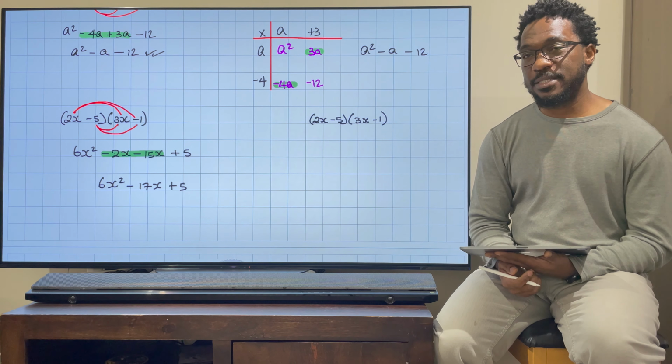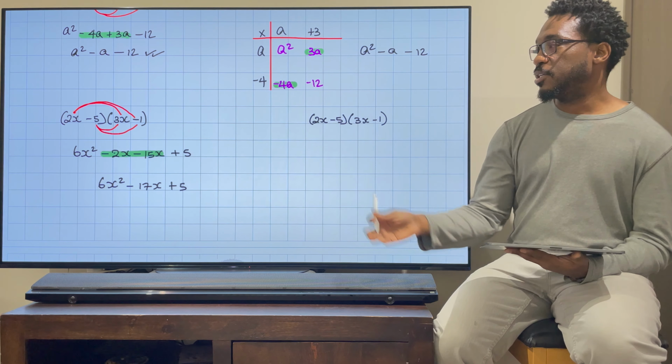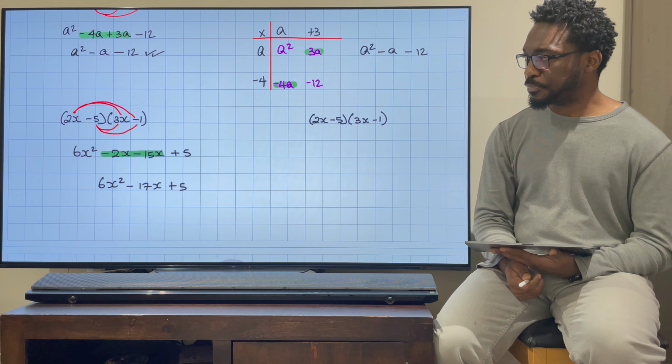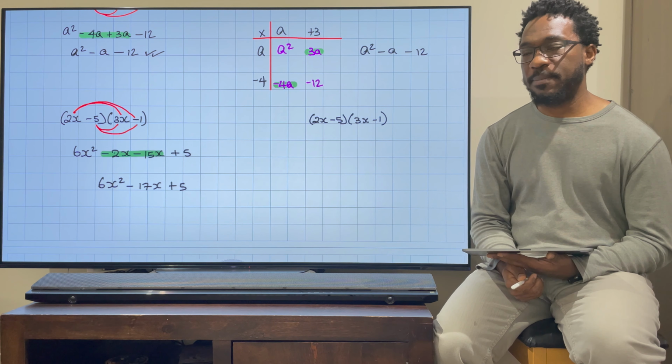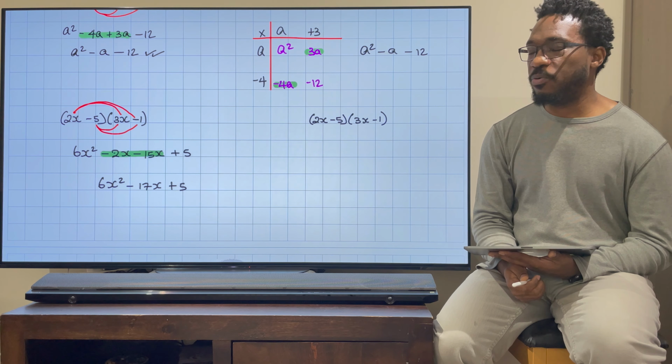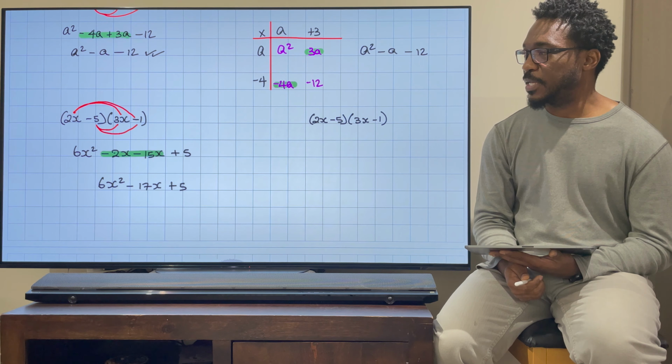All right, guys, that will bring us to the end of this. You can try the grid method on this one, see if you get the same answer. And if you do, that will be absolutely fantastic. And again, let us know which is your favorite method, how it worked out.